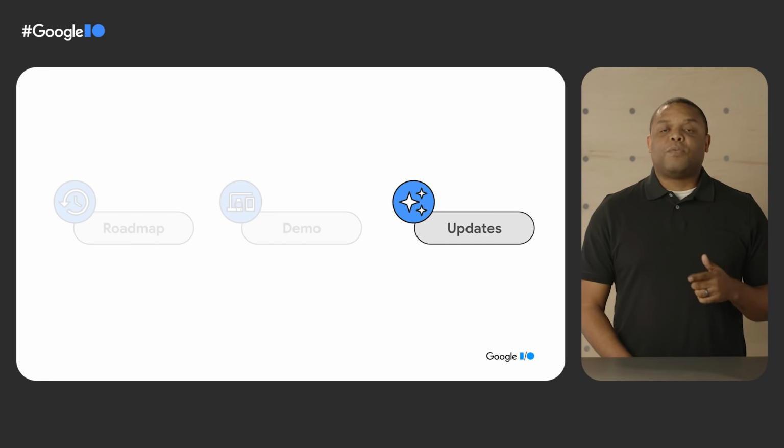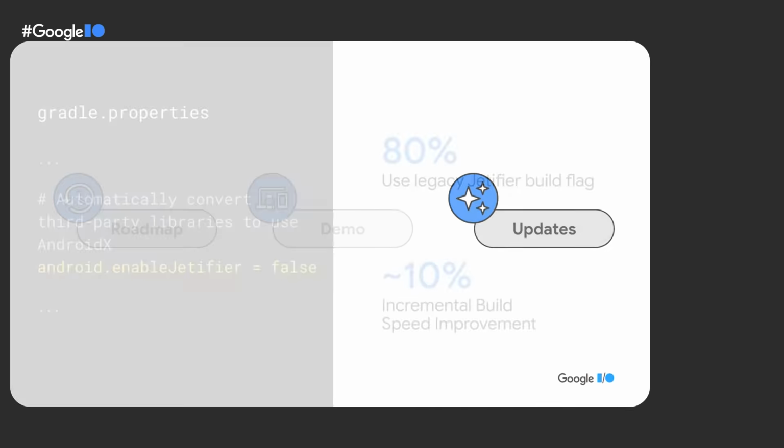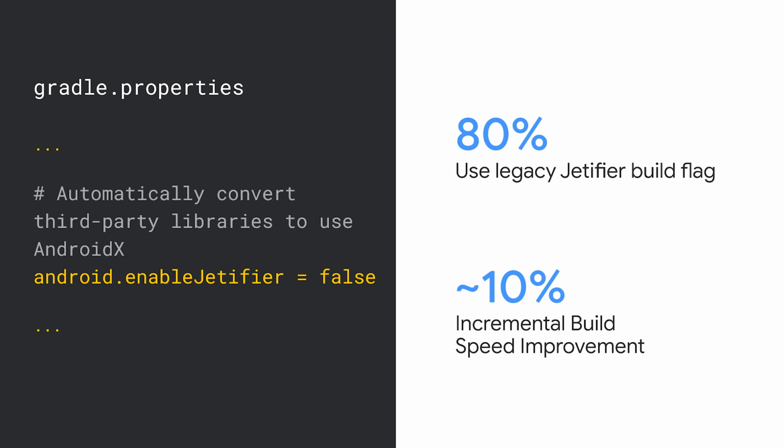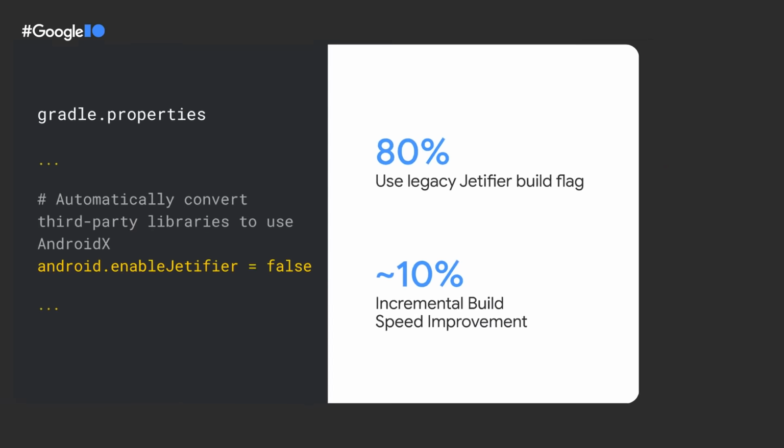Now that you've had a taste of what is coming, I just have a few more updates on features that you just saw. First, I want to cover the impact of the changes we are making to the build system. Notably, when you use the updated build analyzer, we detect if you're using the legacy Jetifier flag in your gradle.properties file and suggest changing it to false. From our analysis of opt-in insights, 80% of projects still use this flag. When you remove it, you can see 10% or more improvements on incremental build speeds.